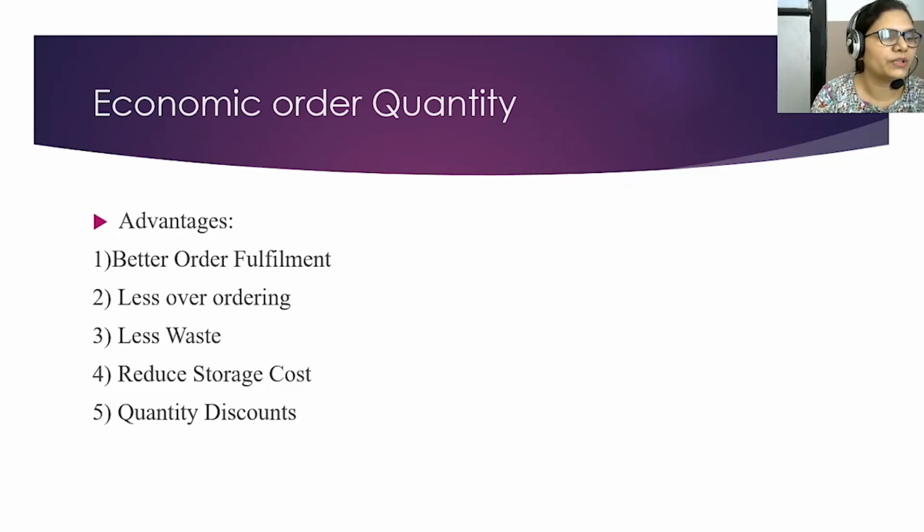Next is reduced storage cost. You should have fewer things to store when your ordering meets demand. This can result in decreased expenses for utilities, real estate, insurance, and other related services. Quantity discounts: you can take advantage of quantity discounts from the supplier when you order in bulk. By carefully scheduling your orders and calculating the number of orders, you can take the best advantage of the best bulk order quantity when ordering from your suppliers.